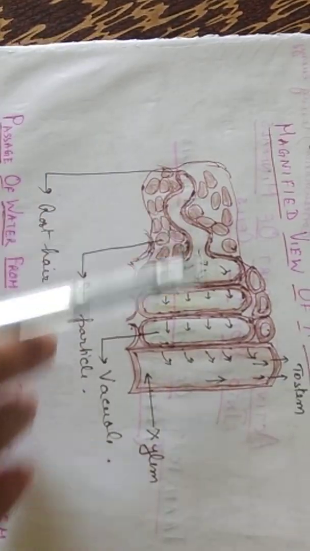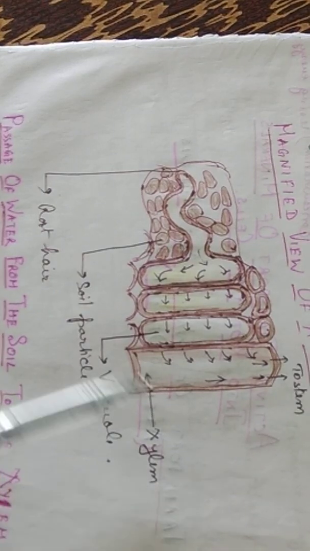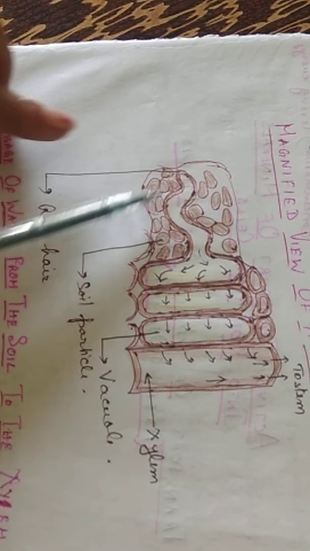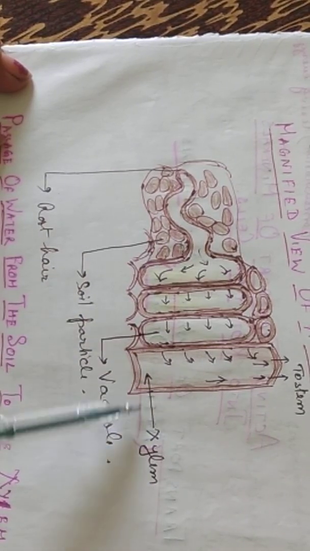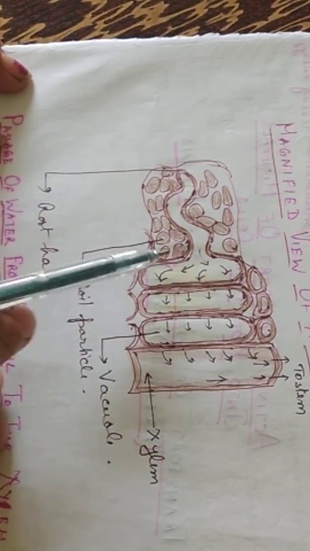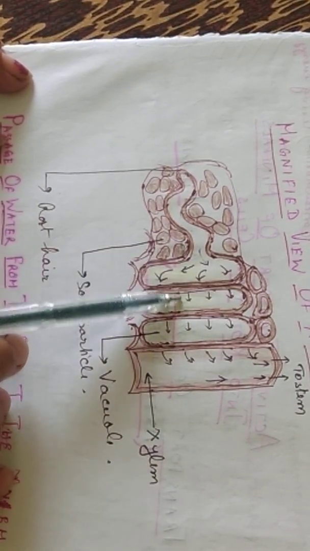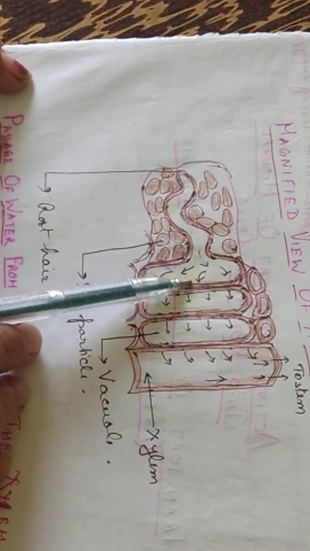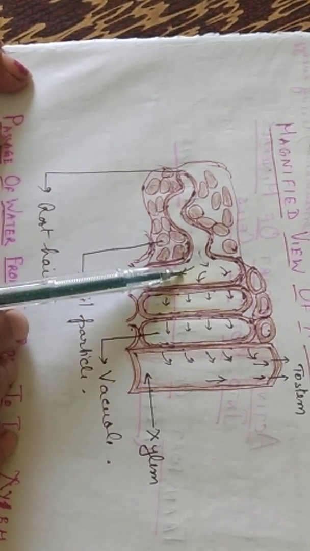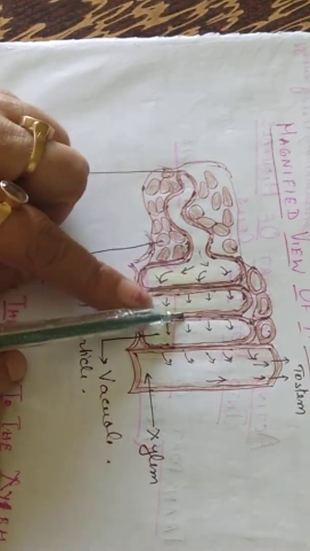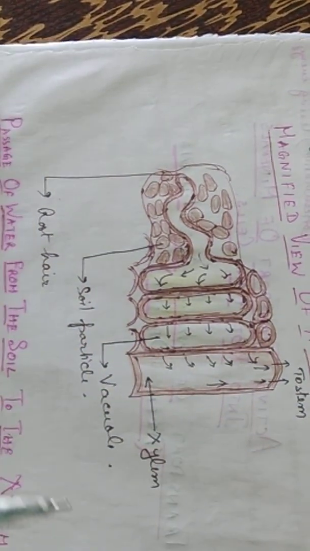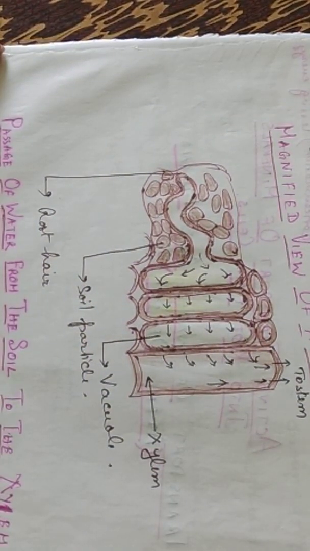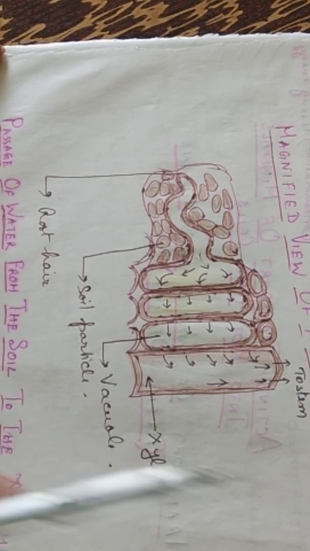This is the magnified image of the root hair cell, the root hairs. This is the root hair, these are the soil particles, this is the vacuole, and this is the xylem. So this is the process. The arrow indicates how the water and minerals move from the soil to the root hair cells, then to the cortex cells, and through the xylem to the stem. This is the passage of water and minerals from the soil to the xylem of the root. Okay.